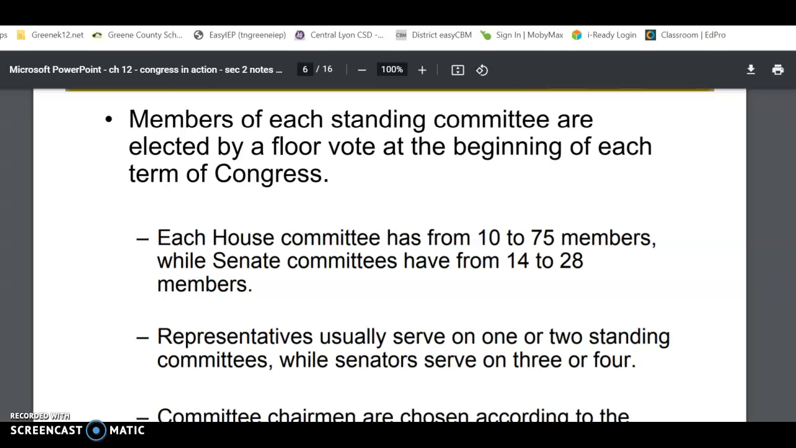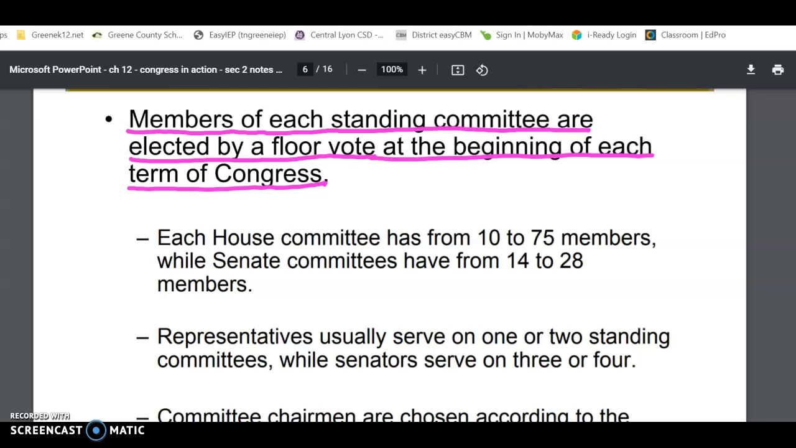So there are members of each standing committee. And how do they get there? All right, so the members of each standing committee are elected by floor vote. So the members vote each other into these standing committees. And that happens at the beginning of each term of Congress. So it's not always the same people. Sometimes the same people get voted in multiple times. But at the beginning of each term of Congress, new people take seats or roles in these standing committees.